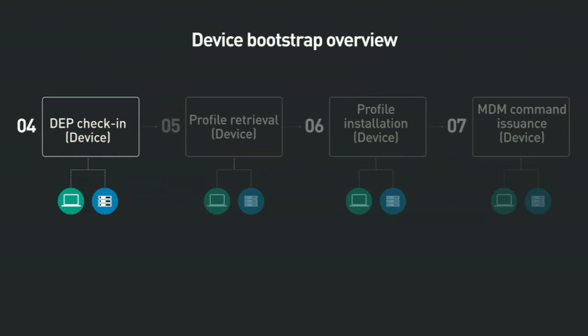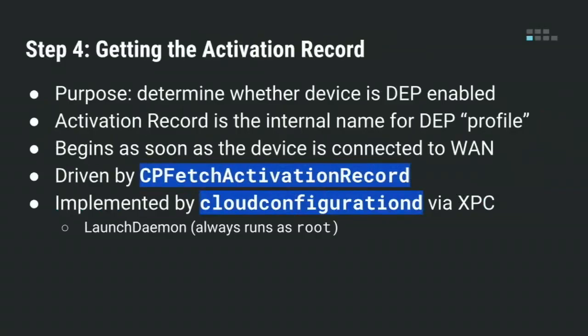So let's recap. We have 4 steps to go over. The first one is the DEP check-in. Now, the purpose of this step is to verify whether the device is DEP enabled. And if so, we have to take special action. So in this step, internally this is called retrieving the activation record. Now, Jesse detailed what a DEP profile is. That is roughly the internal name for a DEP profile. It contains almost all of the same information.